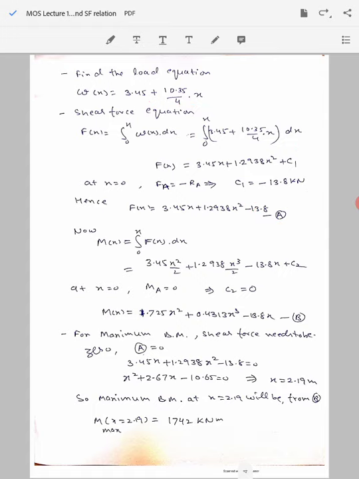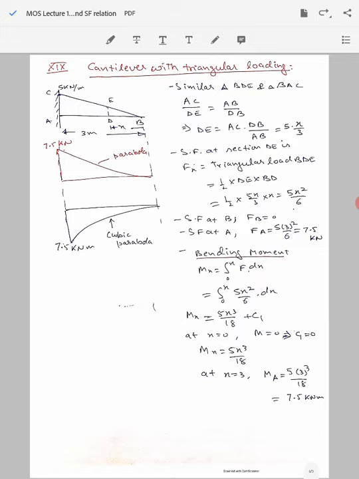Now let's do one more numerical. This time let's take the cantilever beam with a triangular loading. The previous case was the case of a simply supported beam. In case of a cantilever beam, the only thing is that we don't need to find the reactions here. So that's the advantage. Now let's find the loading equation.